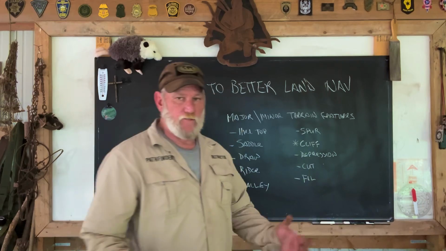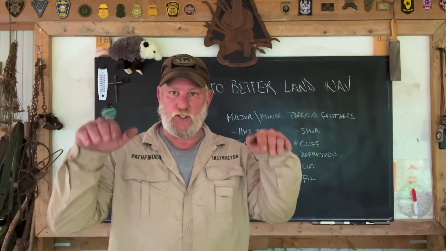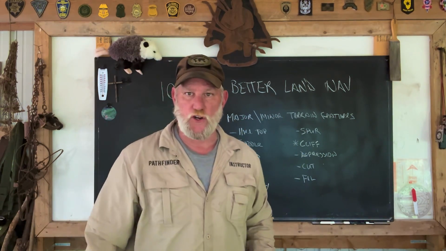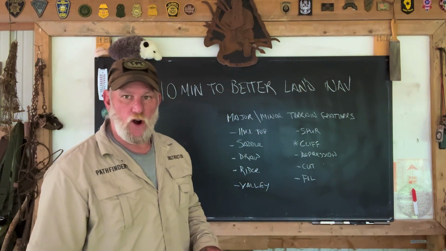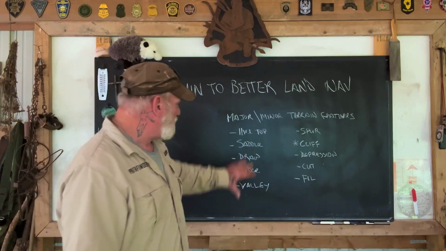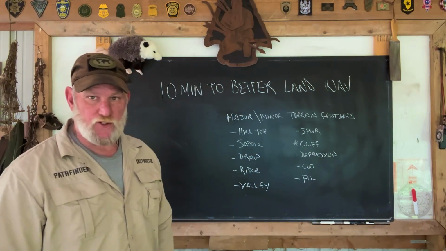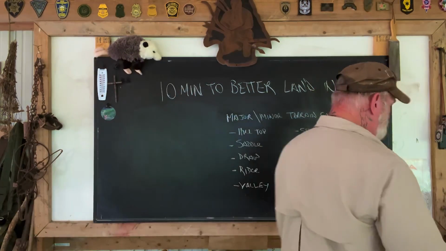And then a spur, very simple, is really the land mass, the sloping ground on both sides of a draw is your spur. So it's really not a major league concern, because if you know where the draw is, you know where the spurs are as well. So that's why we go with these five major terrain features for the Pathfinder School.